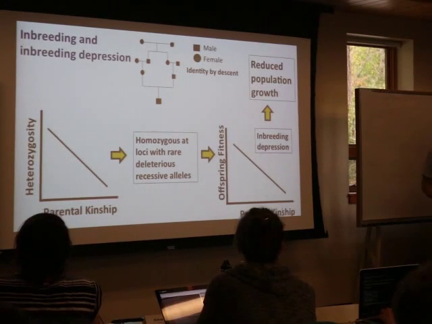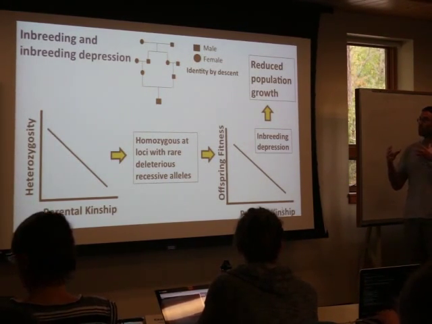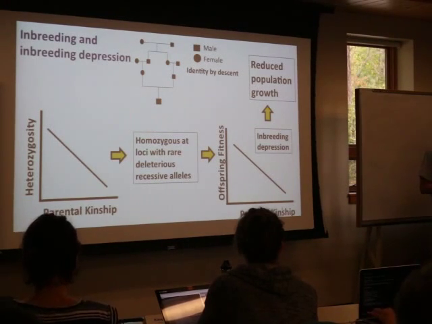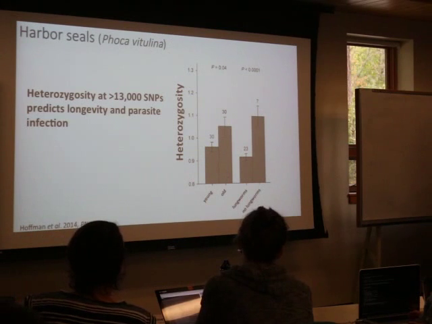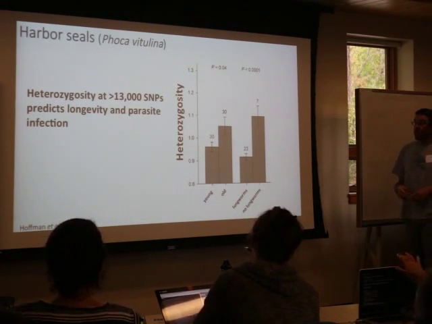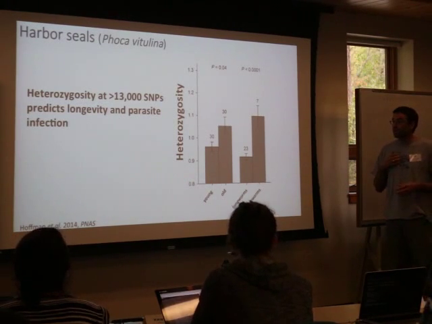The total effects of inbreeding on individual fitness can scale up to the population level to reduce the population growth rate, and that's why all of us in this room should care about it. I'll just show you a couple of recent examples of studies of inbreeding depression in natural populations.